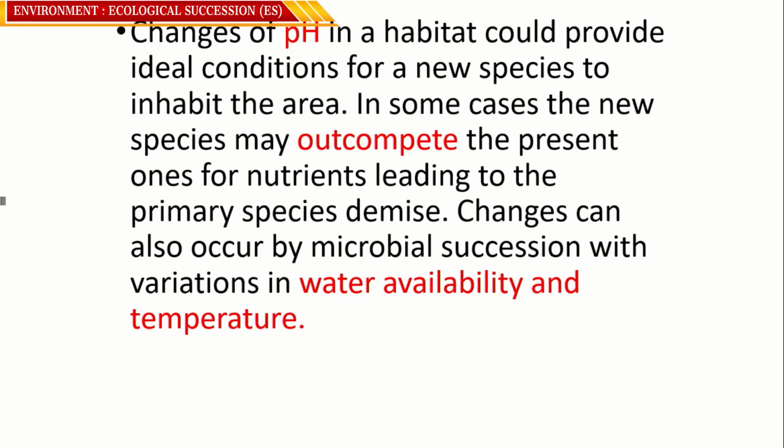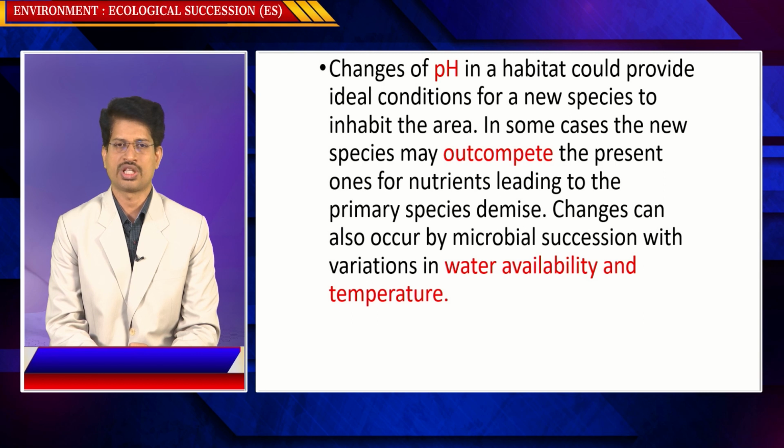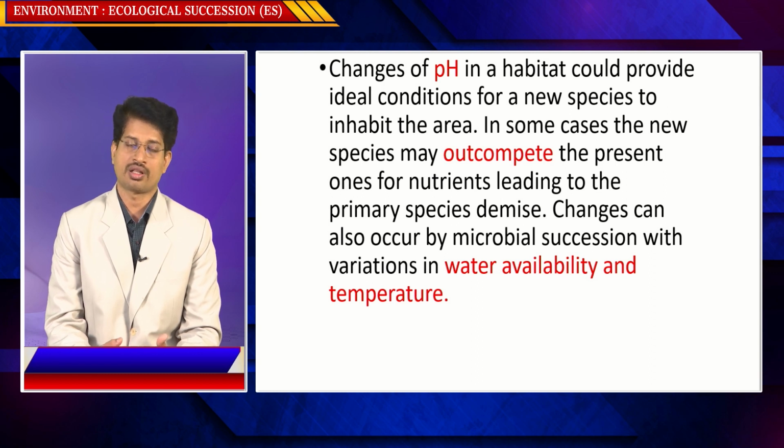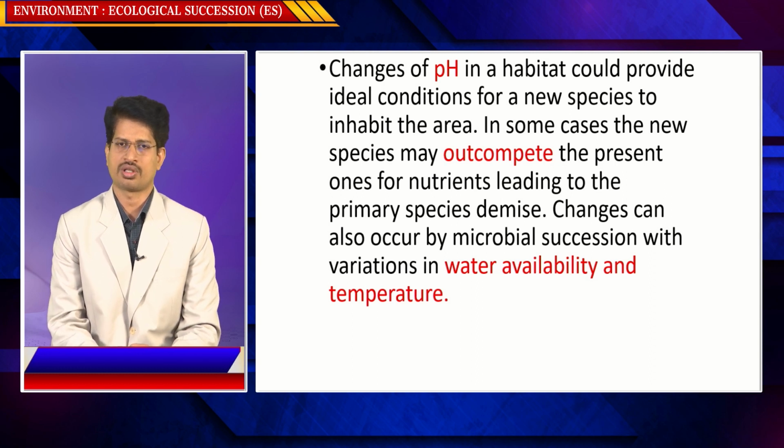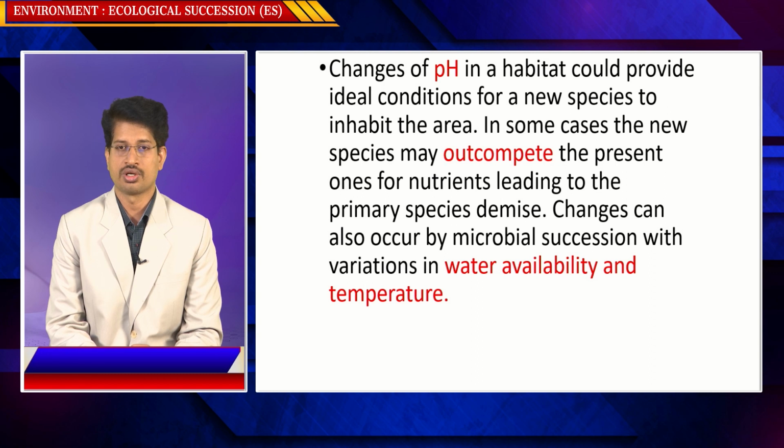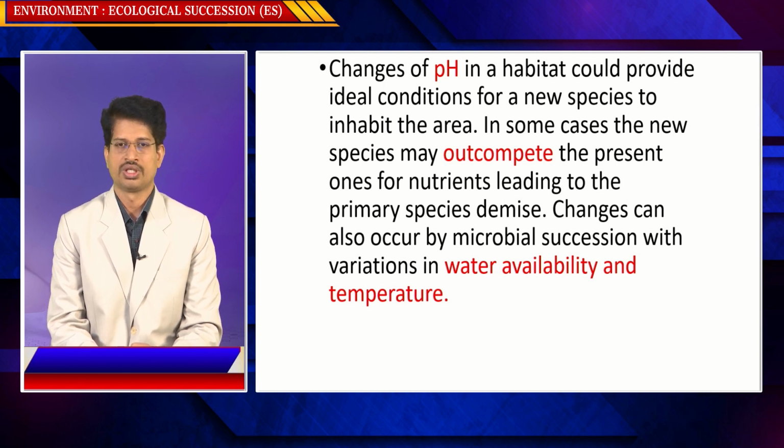Change of pH in a habitat could provide ideal conditions for a new species to inhabit the area. So even the level of pH, the potency of hydrogen ion generation by some substance in the environment, also impacts the survival of a species. At a certain pH, certain organisms survive better. So when acidity increases because of acid rain, fungi survive better than bacteria. So even the pH is responsible for changing the ecological succession. In some cases, the new species may outcompete the present ones for nutrients, leading to the primary species' demise.